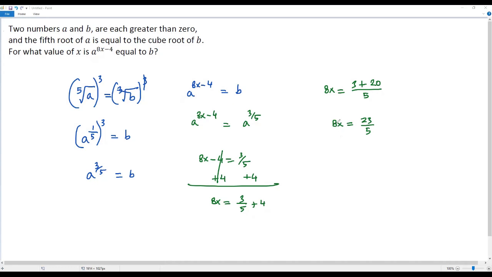Now to solve for x, we have to get rid of this 8, which is multiplied by x. For that, let me multiply both sides of this equation by 1 over 8. This 8 will cancel out. 1 times x is x. And here 23 times 1 is 23 and 5 times 8 is 40. Here I got the value of x for which a to the power of 8x minus 4 is equal to b. So the value of x is 23 over 40.